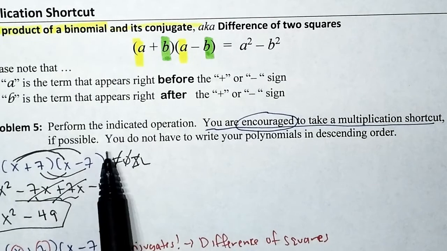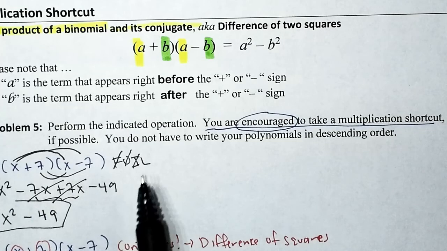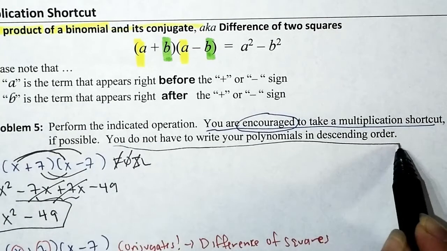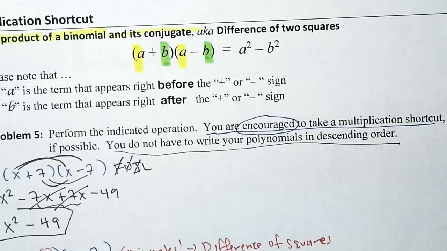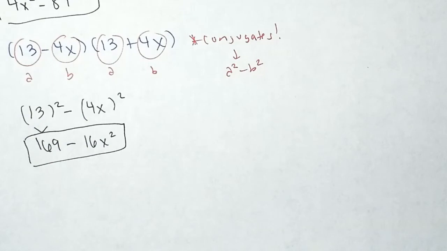Okay, so again, we are trained to write the terms in descending order, but I gave you the green light. It says you do not have to write your polynomials in descending order. And that's because I was anticipating the multiplication shortcut. But you know what? If you're going to sleep better, if you put it in descending order, then go for it. Okay. Final problem.